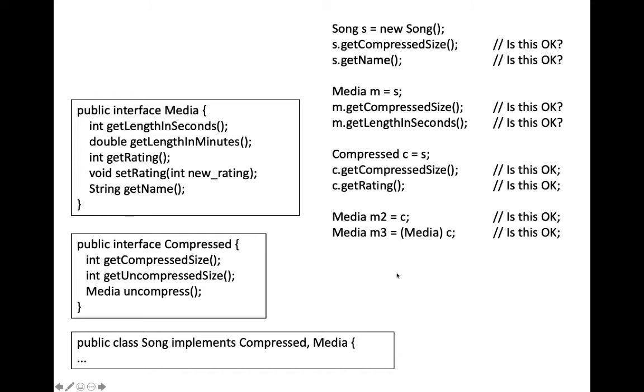But that last line of code, where we take that reference to our song object through the type compressed C, I'm casting it to be a media. I'm basically saying, look, I know that it's a media object, that it's really a song object, which also is a media object, and that's going to be okay, right?